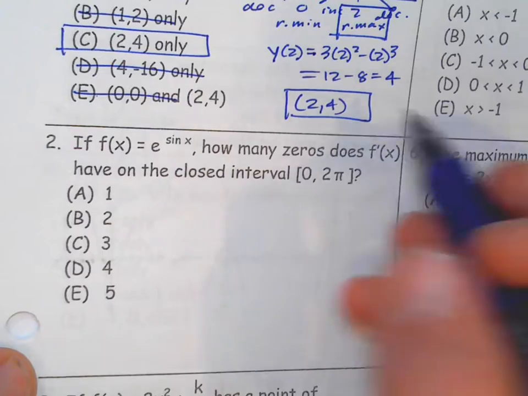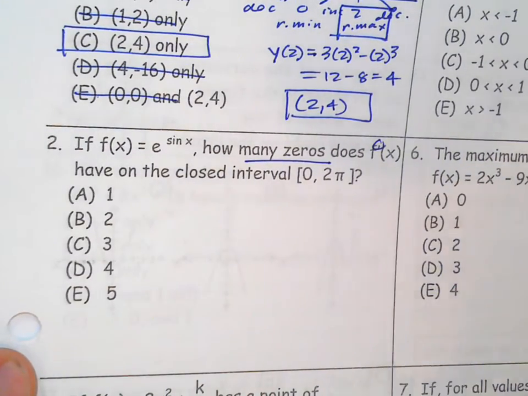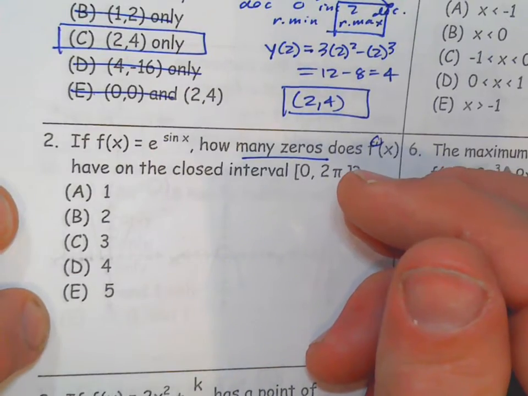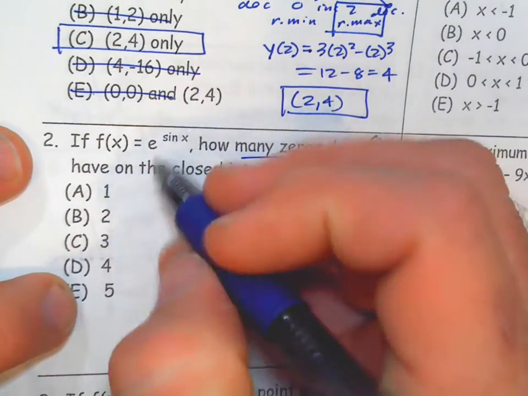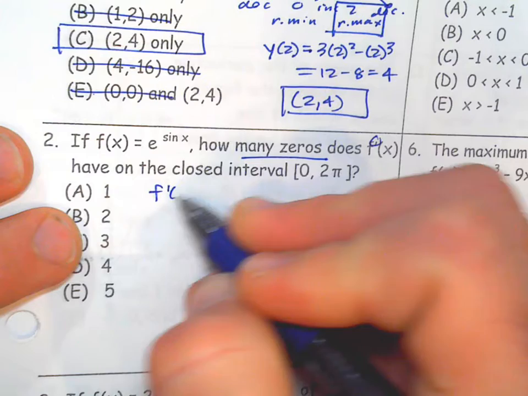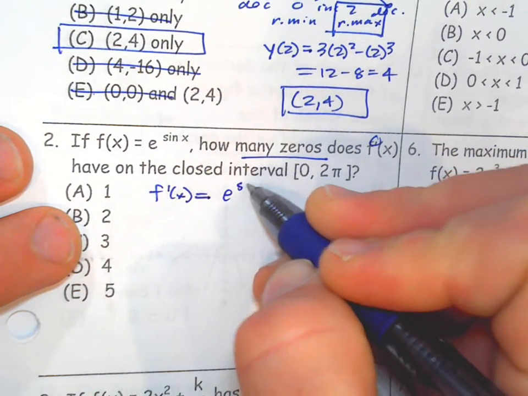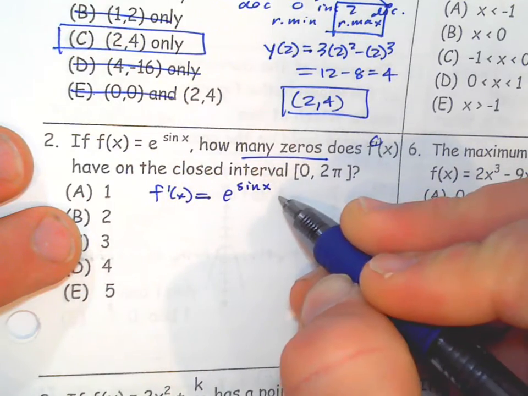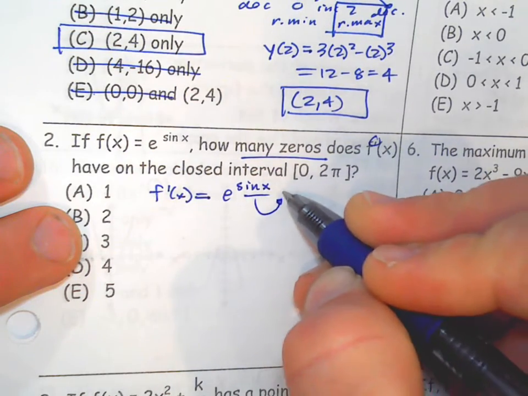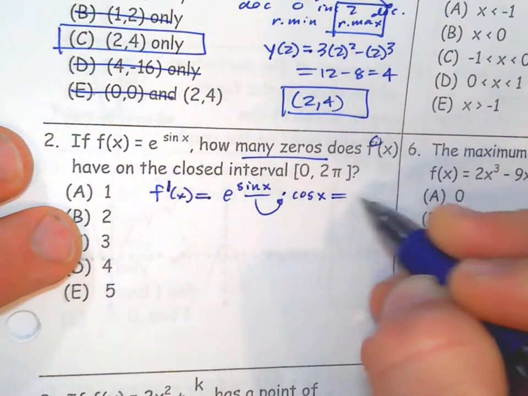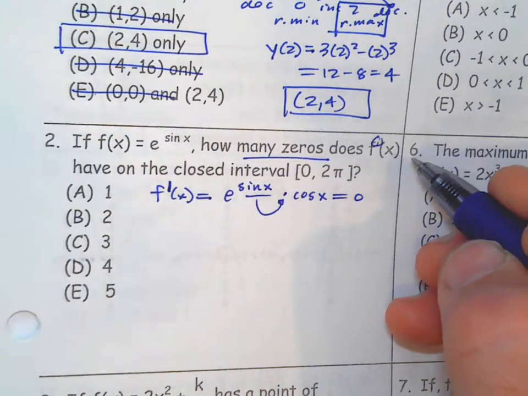This fraction, how many zeros does f prime have? Not zeros does f have. How many zeros does f prime have? So we got to find f prime first, which would be e to the sine x, derivative of e to the u is itself. And then you got to do chain rule times derivative of what's inside. And then we want to set this equal to 0. How many zeros does that have?